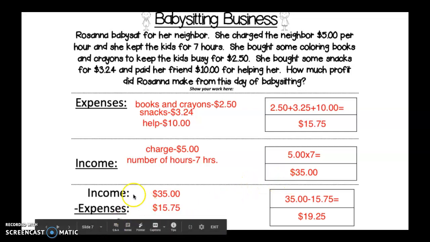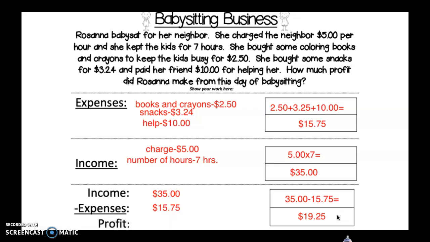So in order to figure out her profit, we got her income from right here. Our total income is $35 and our total expenses was $15.75. So we're going to subtract those to find out what her profit is. So $35 minus $15.75 gives you $19.25. So this is how much money she made, what her profit was for 7 hours of babysitting after her expenses.